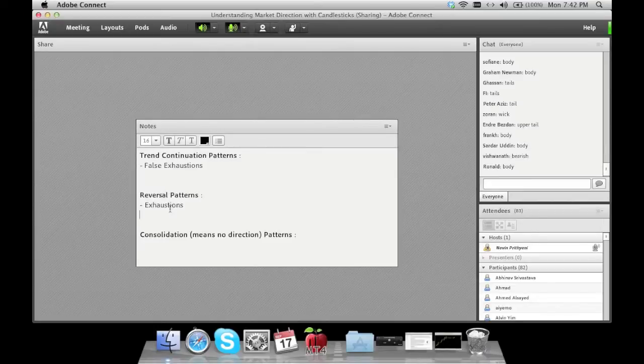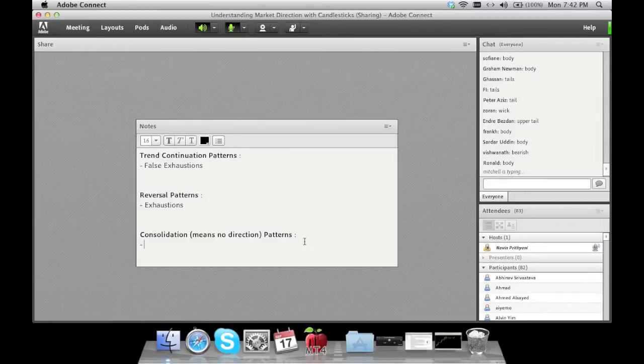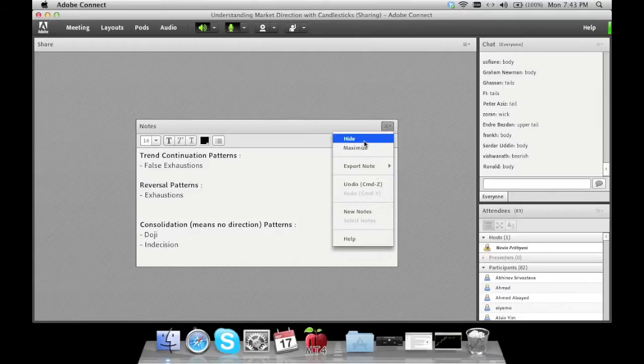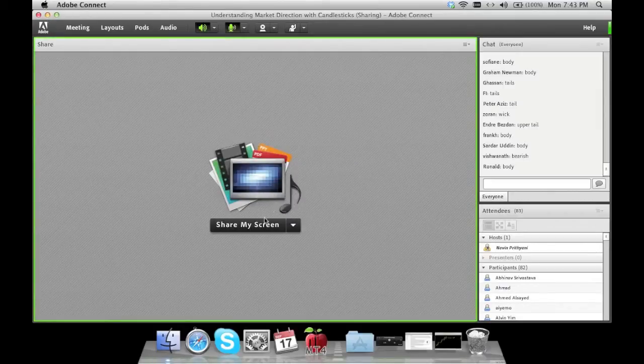So we have false exhaustions, exhaustions, consolidations, and patterns like what we call doji, indecision patterns. Am I spelling this wrong? Indecision. So we'll get into these. I'm going to put this on the side, and let's get back to the screen sharing.